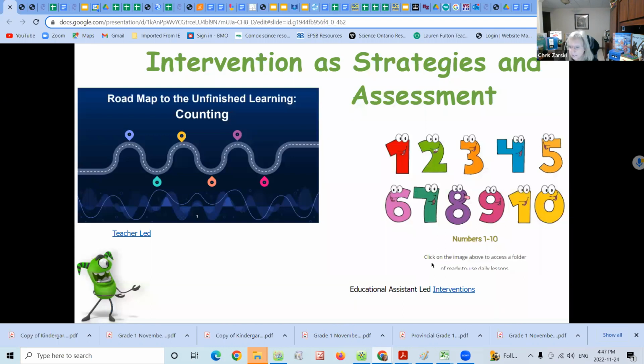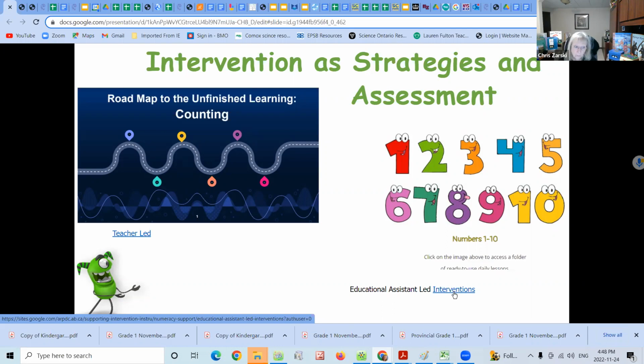One of the other pieces I want to show you, and not that I want to talk about interventions here, but we did create interventions for the students last year when the government gave us some money that was available to use for personnel that could come in and help support students who were just not where they should be. So we had created interventions both from an EA perspective, if it was EA led, and then there's some that were created for teacher led. So if it was the teacher in the classroom that was going to do it. Both offer something a little bit different.